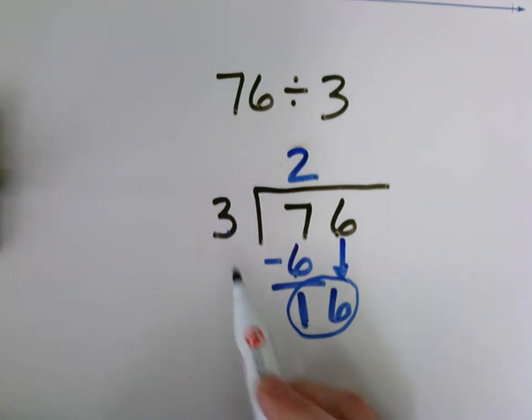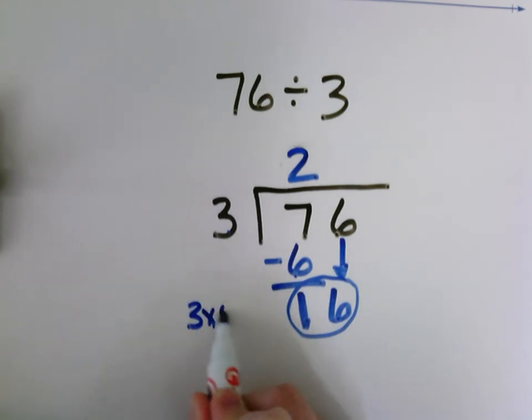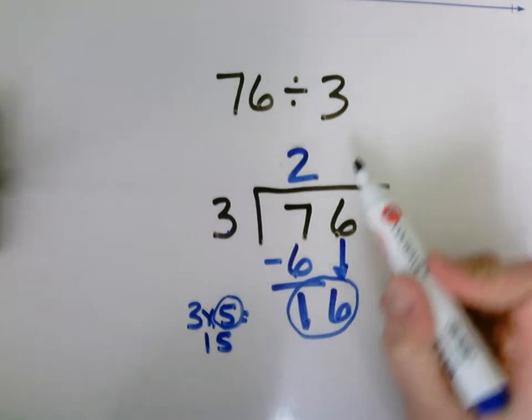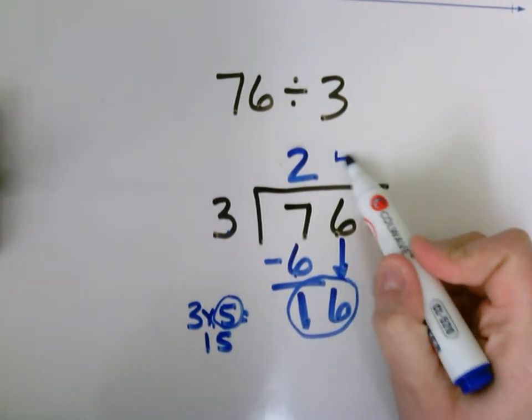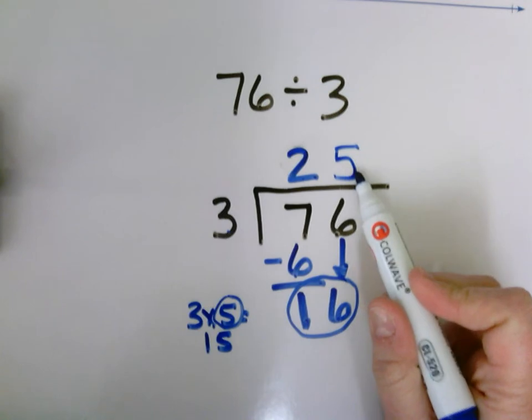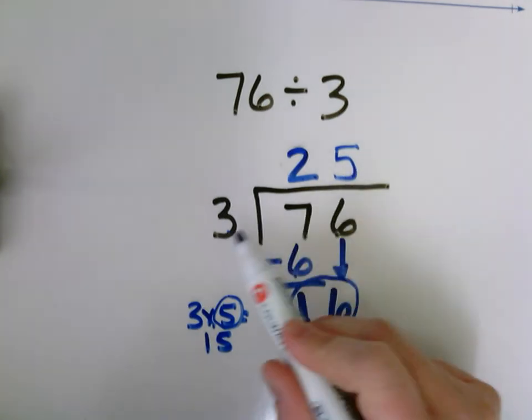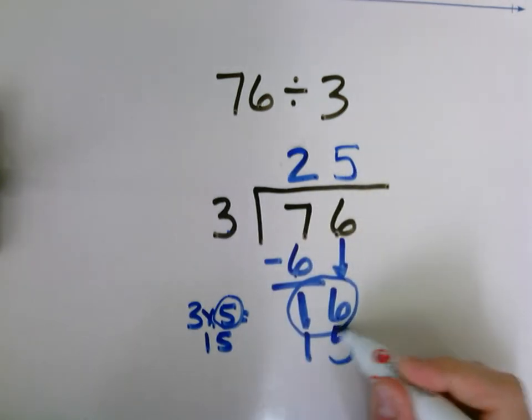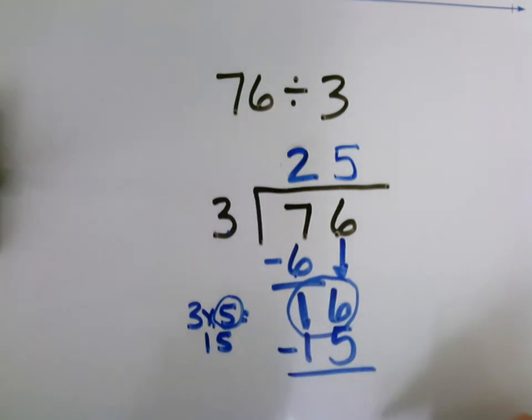Again, I need to think of a compatible number. What's a number close to 16 that 3 can go into evenly? A number that I can multiply by 3 to get me close to 16. Well, 3 times 5 equals 15. That gets me pretty close to 16. So I'm going to use that 5. I'm going to put it right up here on top of the 6. And again, I'm going to do the same steps I did before. 3 times 5 is 15. I'm going to subtract to see if I have anything left over. 16 minus 15 is 1.